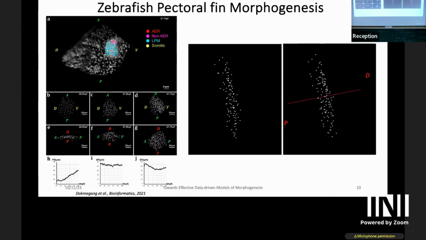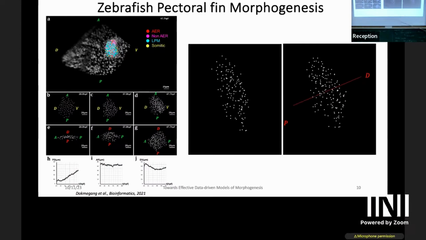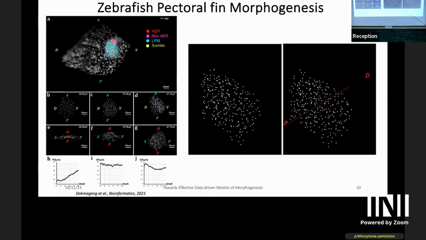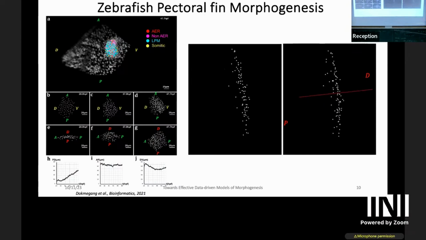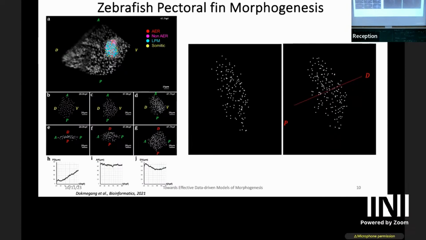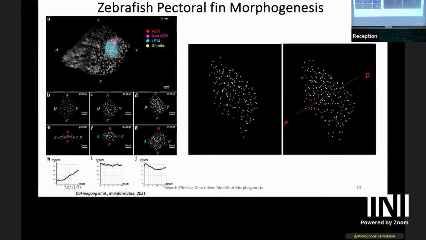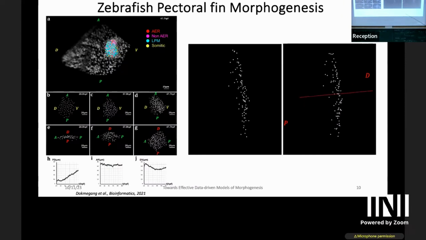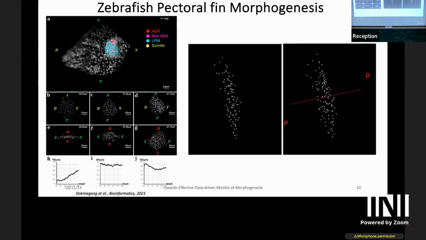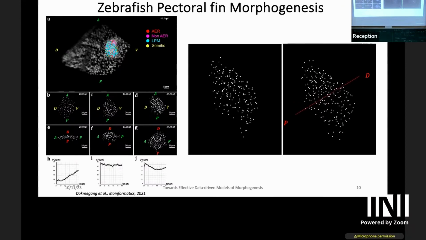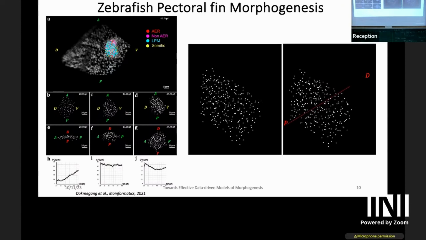Okay, so we are working with collaborators who image these and then track the cells and everything. So we get this data of cells in motion. And what we want to find out is what drives the transformation of the pectoral fin from this 2D layer to a 3D layer.